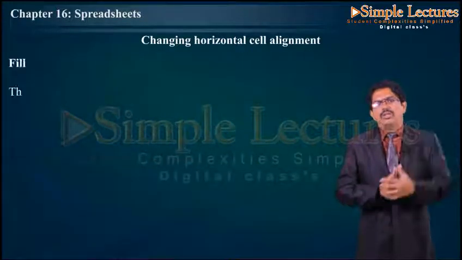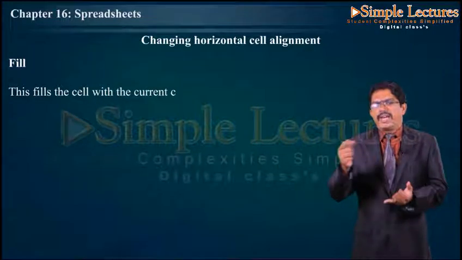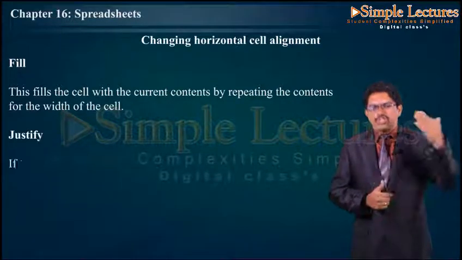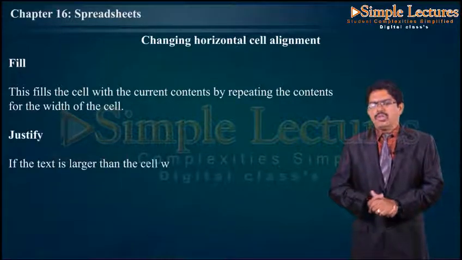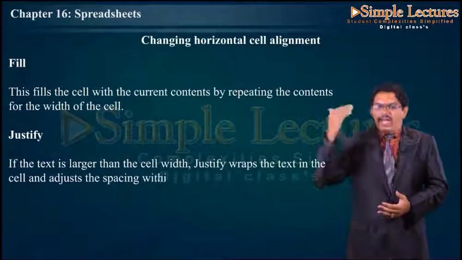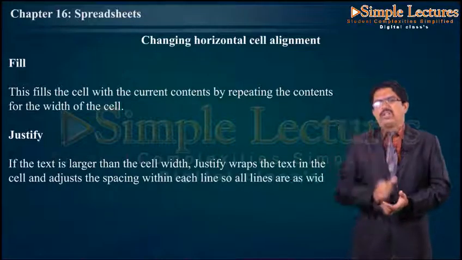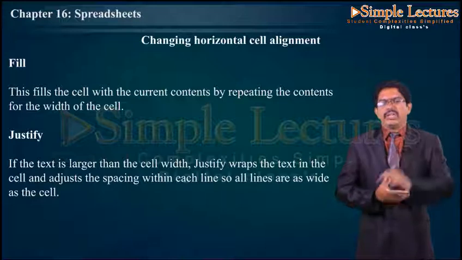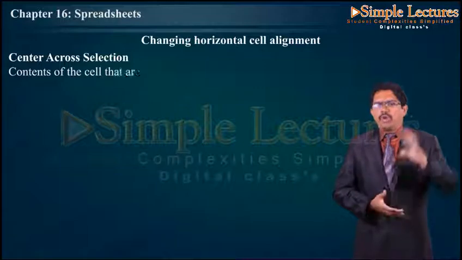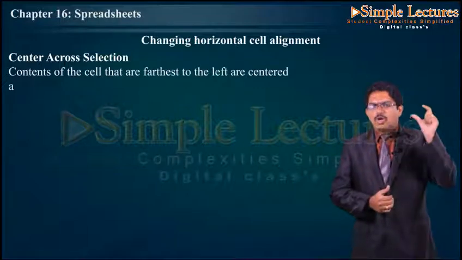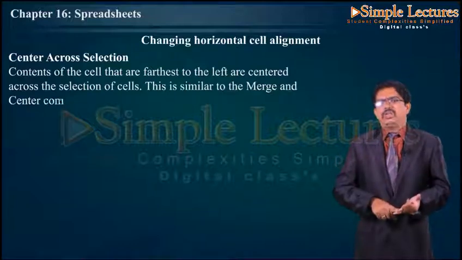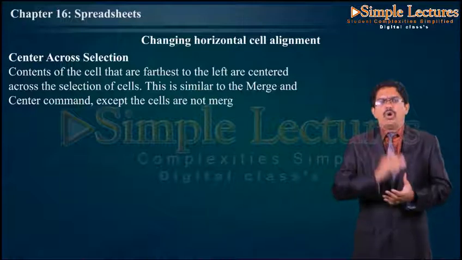Fill. This fills the cells with the current contents by repeating the contents for the width of the cell. Justify. If the text is larger than the cell width, Justify wraps the text in a cell and adjusts the spacing within each line so that the width will be increased. Center across selection. Contents of the cell that is farthest to the left are centered across the selection of cells. This is similar to the merge and center command, except the cells are not merged.